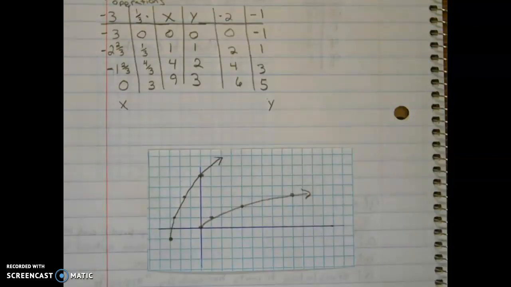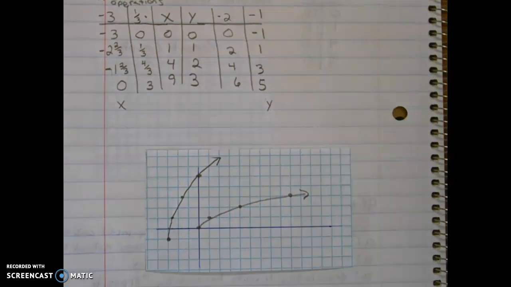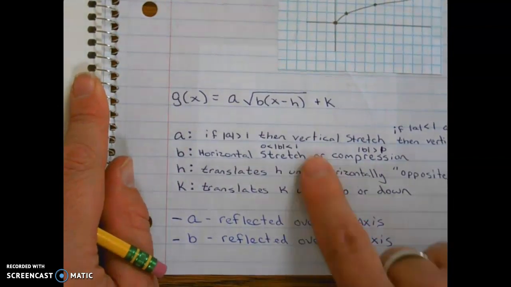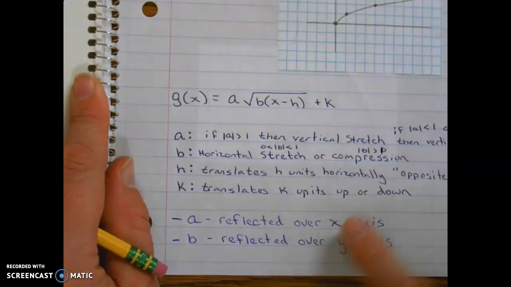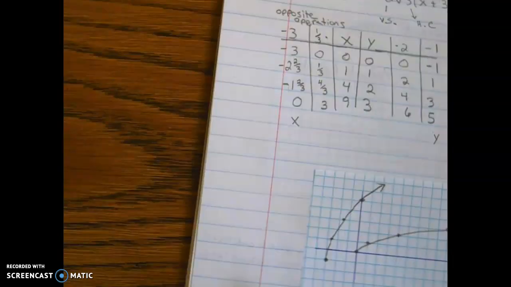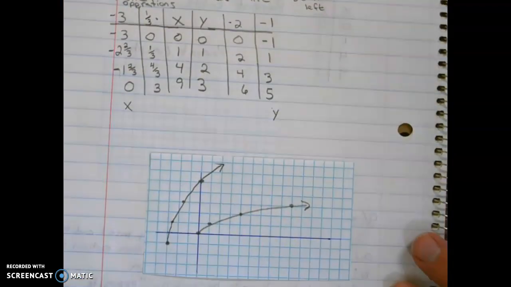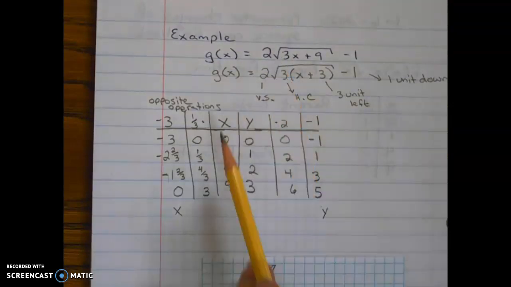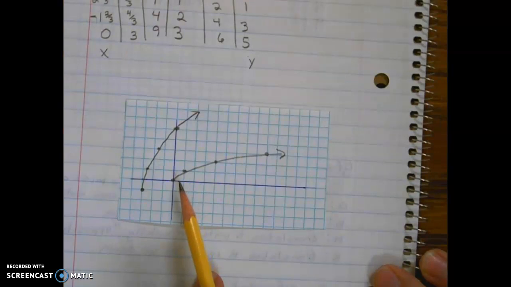So in class, again, you will be writing down how the parent is affected by the parameters, and then you will be graphing a transformed function using a transform table in order to make a transform graph.